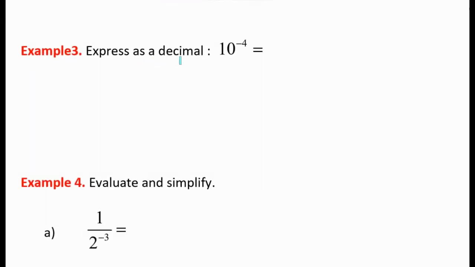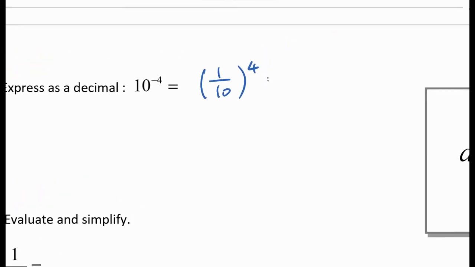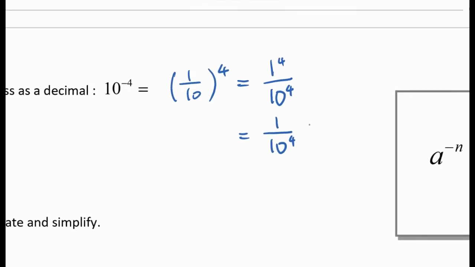So express as a decimal, 10 to the power of negative 4. So that is 1 over 10 to the power of 4. As I said, the process is like this: flip the number, make the exponent positive, and it becomes 1 to the power of 4 over 10 to the power of 4. 1 to the power of 4 becomes 1, and 10 to the power of 4 is 1 followed by 4 zeros. When you have 4 zeros, starting from your decimal point, you move 1, 2, 3, 4 places. Then your decimal point will be placed here.